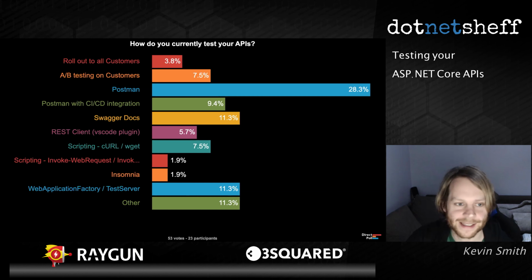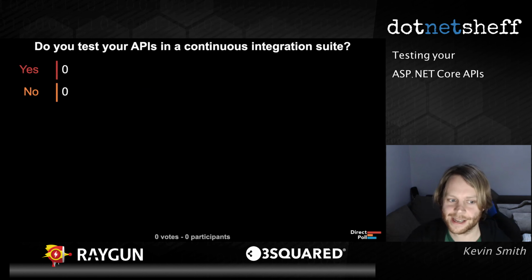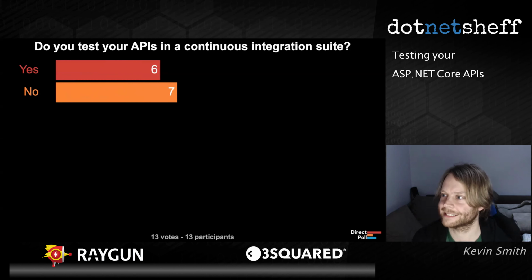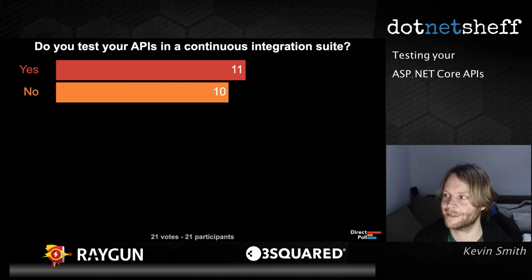Cool, I think everybody's voted. And the next question is, do you test your APIs in a continuous integration suite? So this is on your build server or on your releases. It's interesting. Nearly 50%.